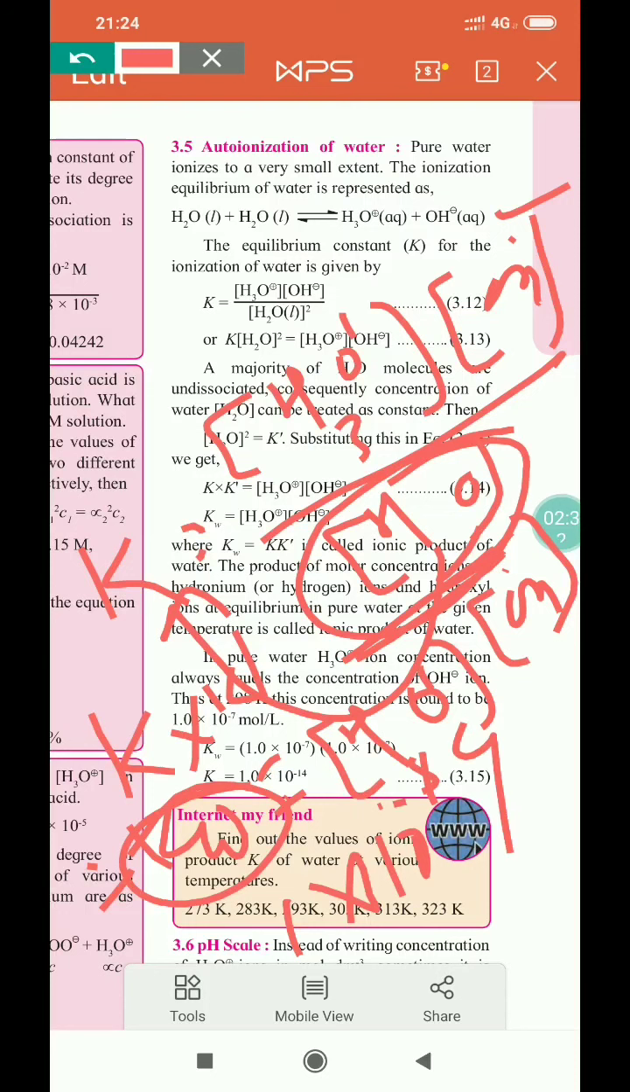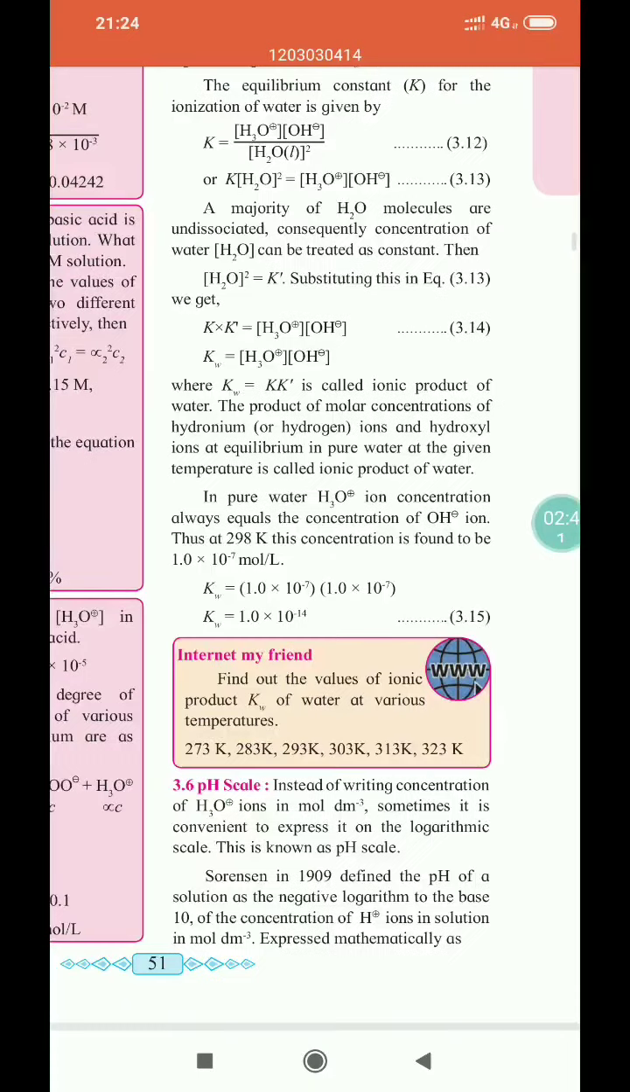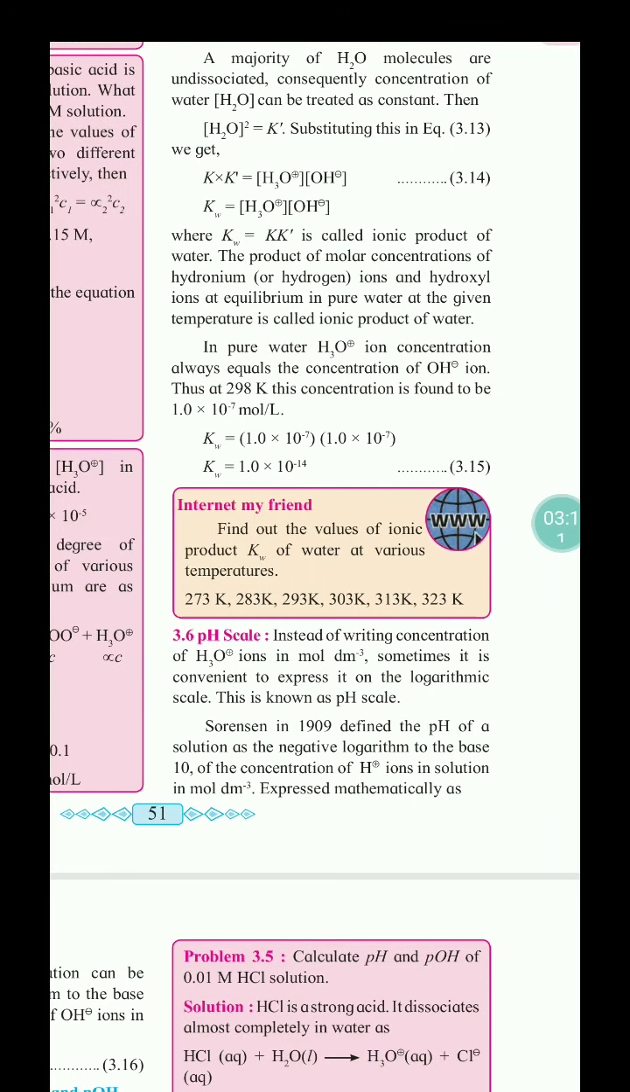What is the value of ionic product of water? That is 1 into 10 to the power minus 14. So up to this we have Kw, that is called the ionic product of water, that is 1 into 10 to the power minus 14. From the internet you have to find out the ionic product of water at various temperatures, that is 273, 283, 293, 303, 313 and 323.